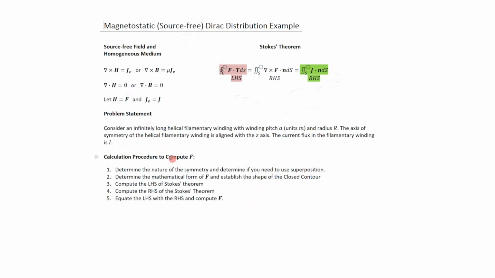The calculation procedure as before to compute F is as follows. First, determine the nature of the symmetry and determine if you need to use superposition. Secondly, determine the mathematical form of F and establish the shape of the closed contour. So we use symmetry to make our choice. Then compute the left-hand side of Stokes' theorem, followed by the right-hand side, and then equate the left-hand side and the right-hand side to compute the vector field F.